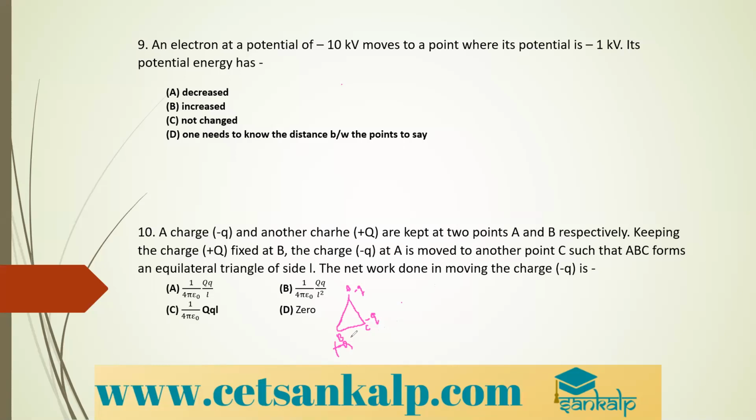So what they are asking in the question, the net work done in moving the charge minus Q is. As you can see in the figure, at point A and C there are equal charges, that is minus Q. Therefore, when equal charges you are moving, the work done will be what? It is 0. Therefore, the correct option is what? Option D is the correct option, that is 0. Okay. I hope you understood this. So work done is nothing but the change in the potential. Same charges only we have. Therefore, we will get it as 0.